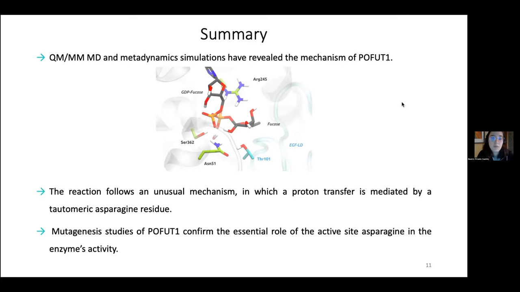And so we hope that these results shed some more light into this mechanism of PFOOD1 and perhaps be useful in order to design inhibitors or other molecules that could act in this enzyme.